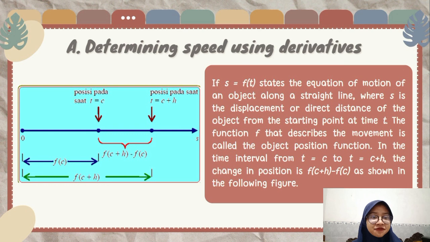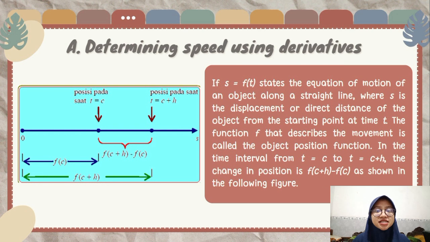If s equals f(t) states the equation of motion of an object along a straight line, where s is the displacement or direct distance of the object from the starting point at time t. The function f that describes the movement is called the object position function. In the time interval from t equals c to t equals c plus h, the change in position is f(c plus h) minus f(c), as shown in the following figure.